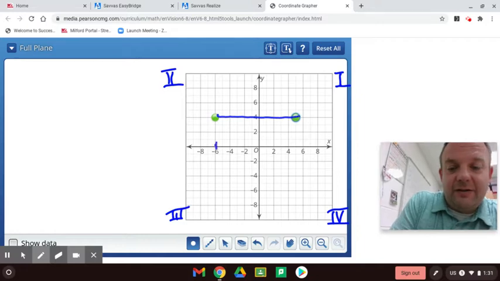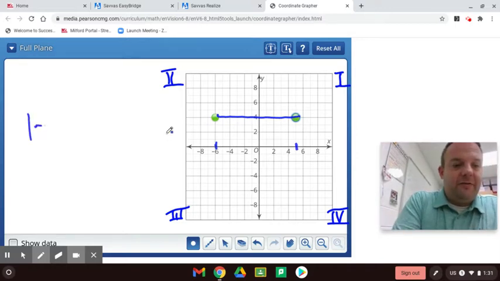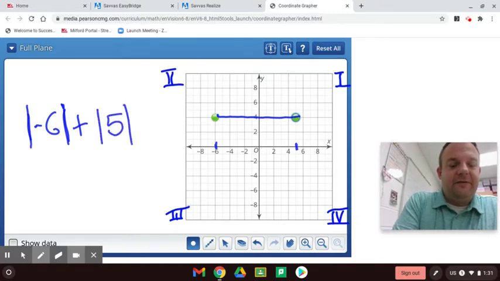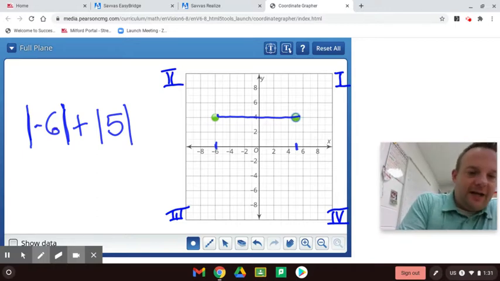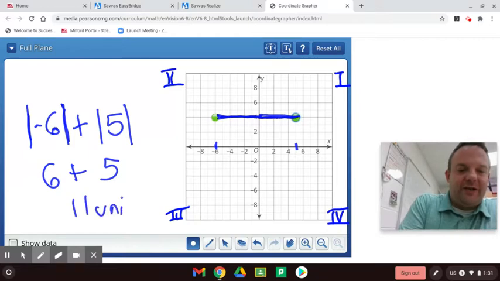We're going to do the absolute value of 6 plus, that's the absolute value sign, guys, the absolute value of 5. Those are the two that were different. Notice the 4s are the same, so I'm not worried about those. The absolute value of -6 is 6. See how it's 6 away right here? And the absolute value of 5 is 5. It's 5 away here. So 6 plus 5. The distance is 11 units.